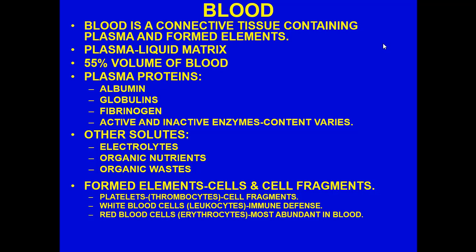The formed elements, that is, cells and cell fragments, are as follows. Platelets, which are also referred to as thrombocytes, are cell fragments. They're smaller. Some people call them little bags of clotting medium. White blood cells are leukocytes. These are involved with immune defense, and they are the only cell of the 3 types that have a nucleus. Red blood cells, erythrocytes, are most abundant in the blood. They lack a nucleus, and therefore they have a limited lifespan of approximately 120 days.